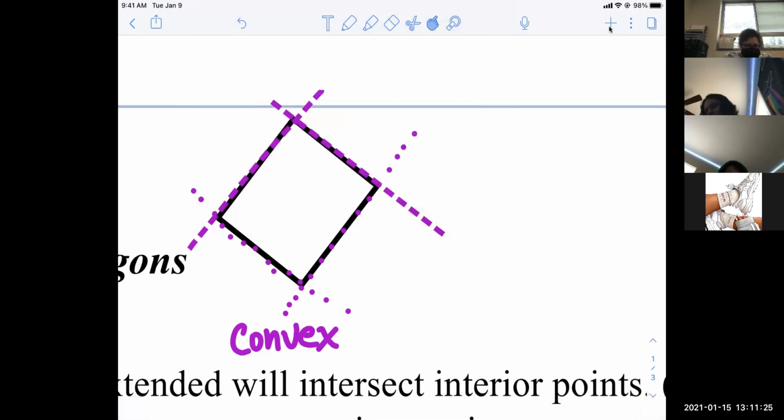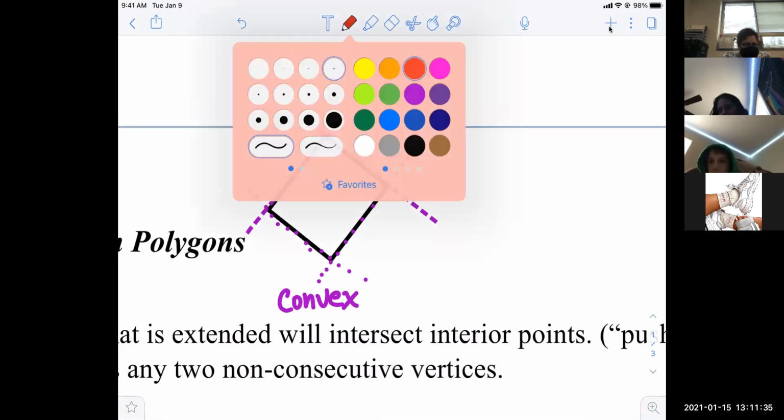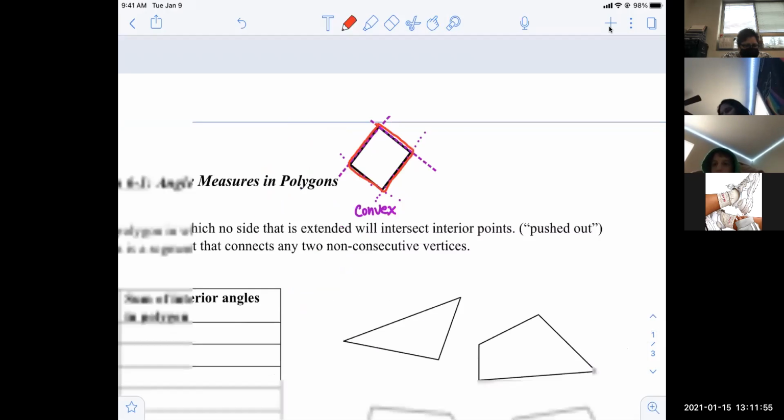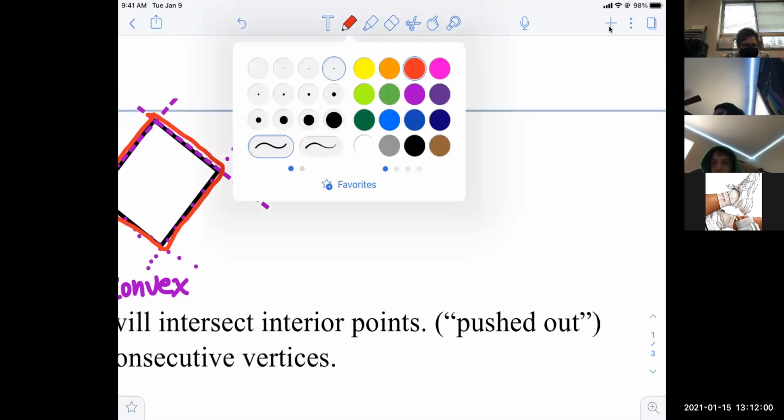Another way to think of convex is that it's pushed out everywhere. So there are no indentations. If you put a rubber band around a shape like a rectangle, what would happen with a rubber band if you put it around that shape? What would a rubber band look like? It would just snap around it like this, right? It would touch all the vertices, it would touch all the sides. Put a rubber band around it, it looks just the same. Okay, that's called convex.